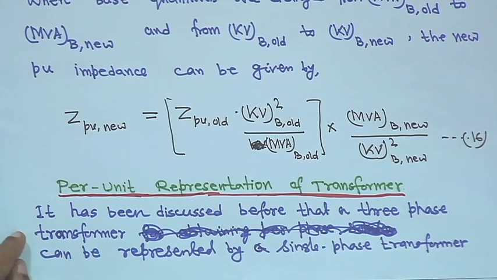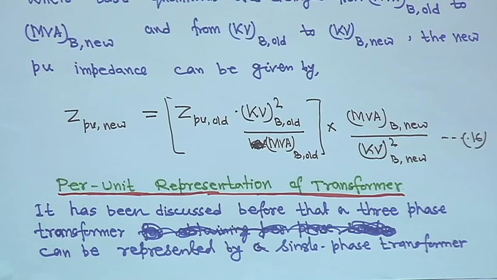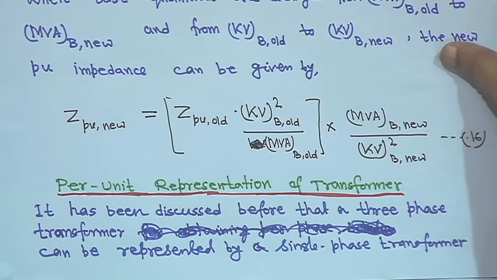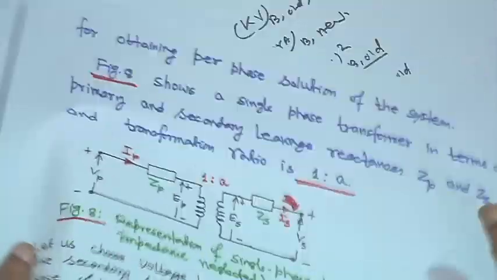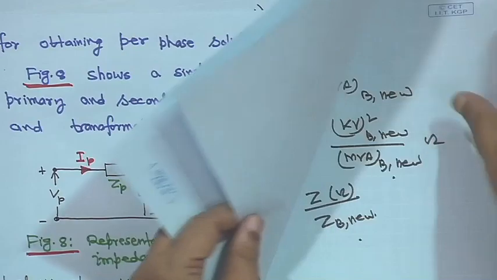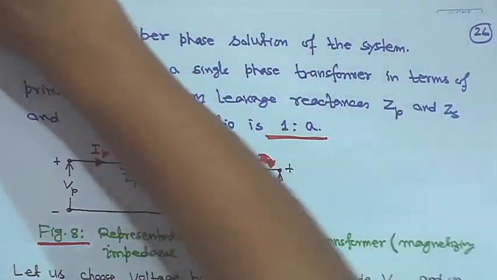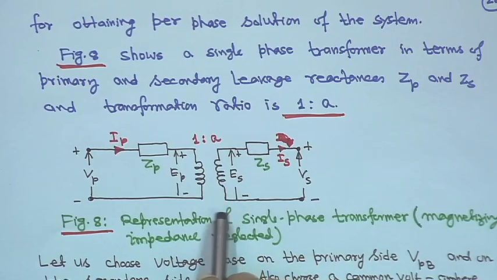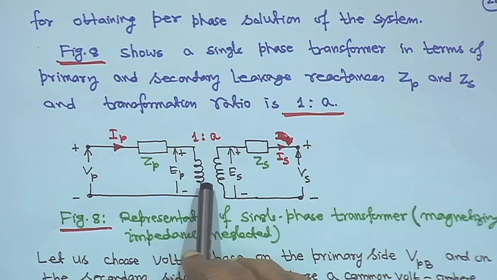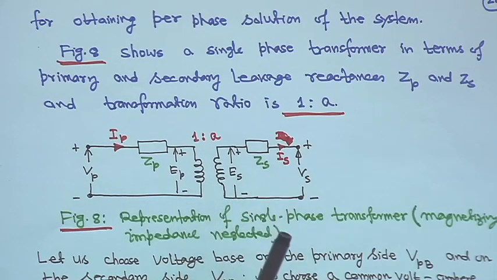So, per unit representation of a transformer. We have seen that a 3-phase transformer can be represented by a single-phase transformer, because it is a balanced system. So, it can be represented for obtaining the per phase solution of the system. Now, this is the single phase diagram, right, representation of this thing. Magnetizing impedance is neglected for this one, no magnetizing impedance is considered, right.